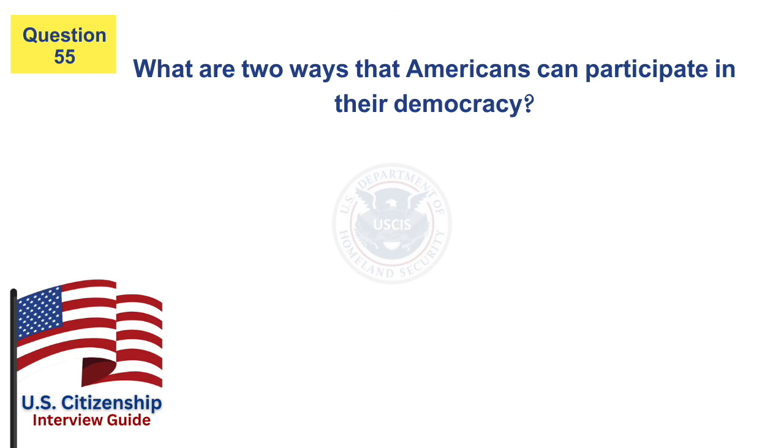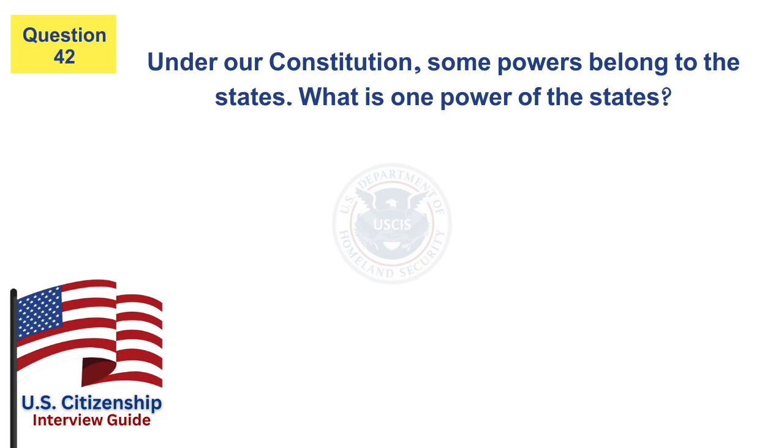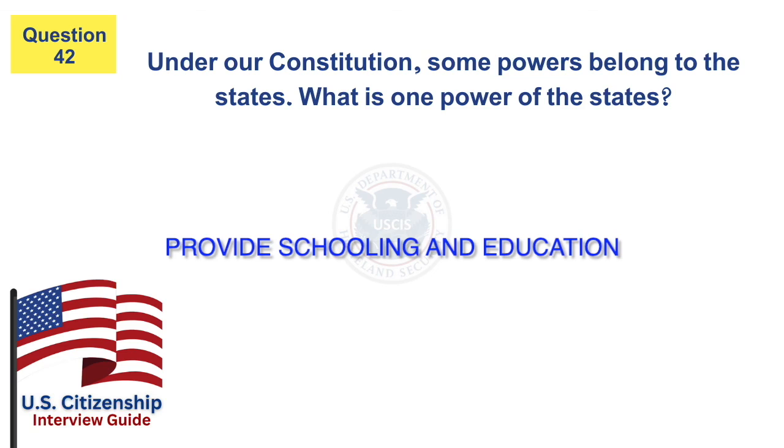What are two ways that Americans can participate in their democracy? Vote. Join a political party. Under our Constitution, some powers belong to the states. What is one power of the states? Provide schooling and education.